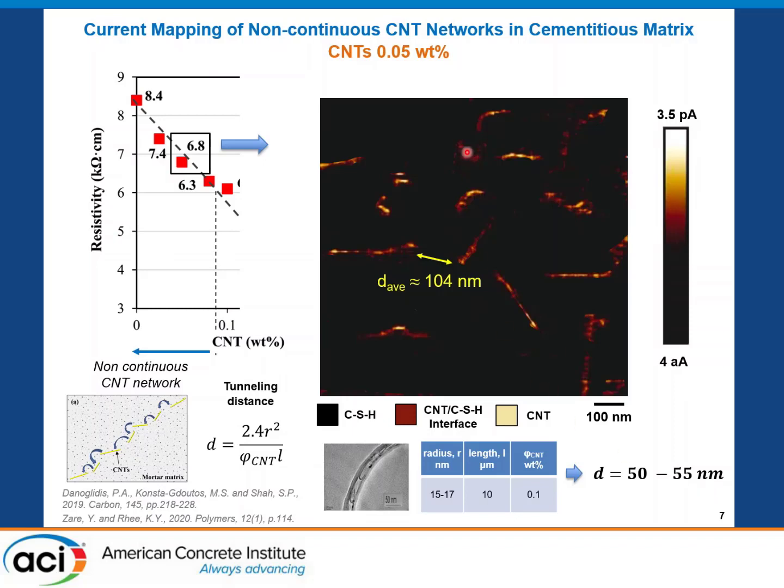However, here for this particular amount, 0.05% per weight of cement, we have measured the tunneling distance, the average value here, and it was found to be 105 nanometers, almost 2 times higher than the essential tunneling distance.